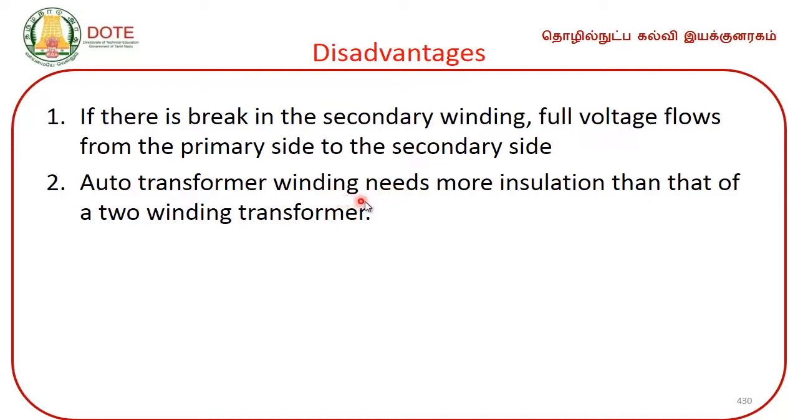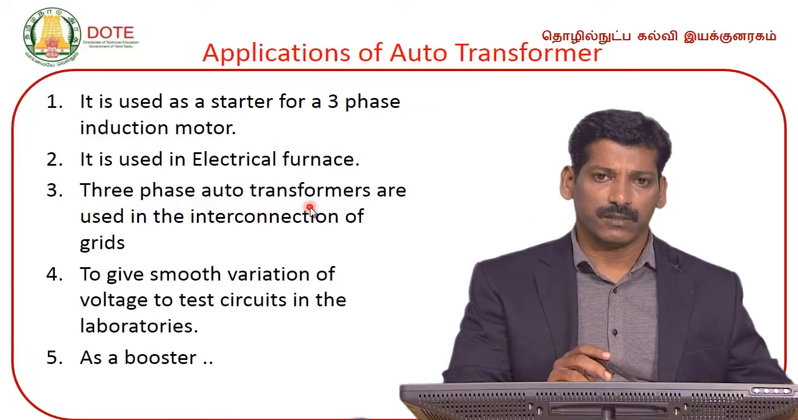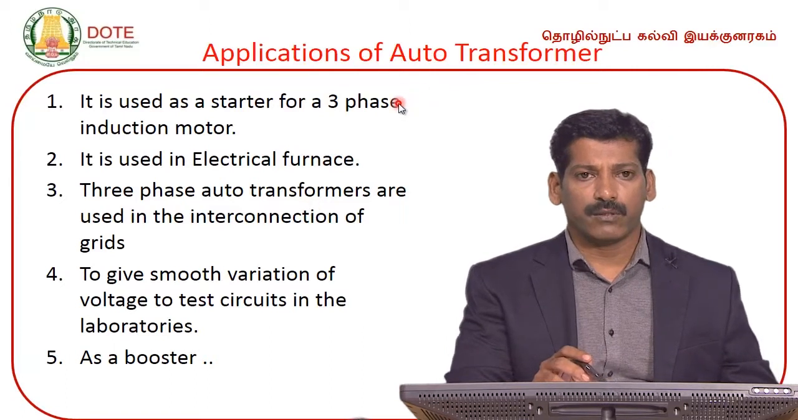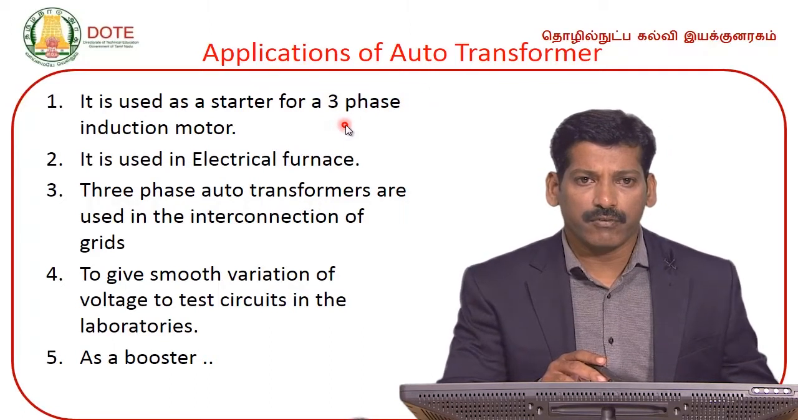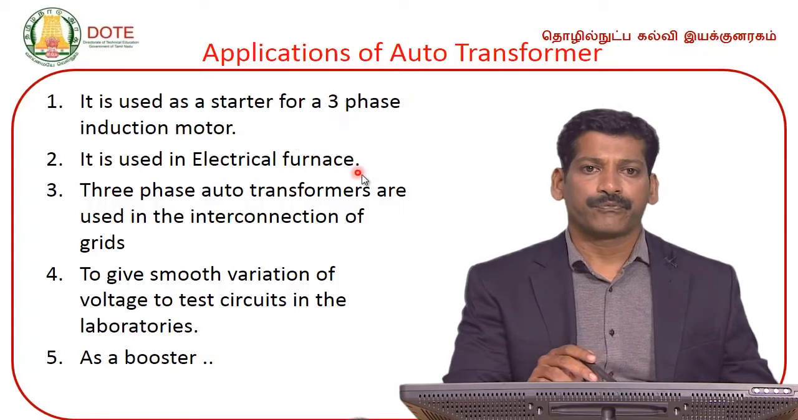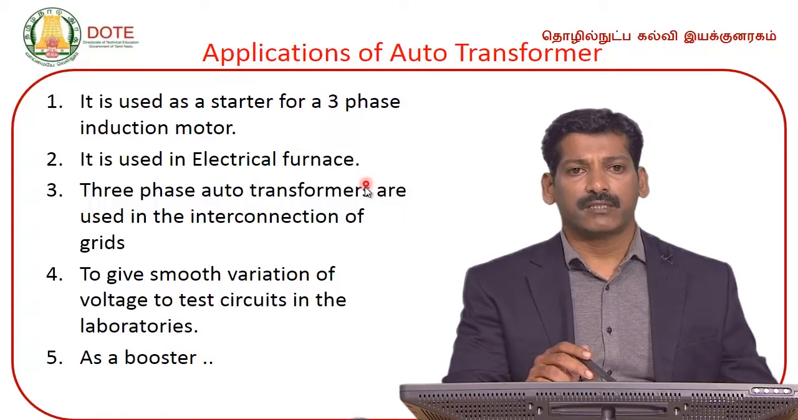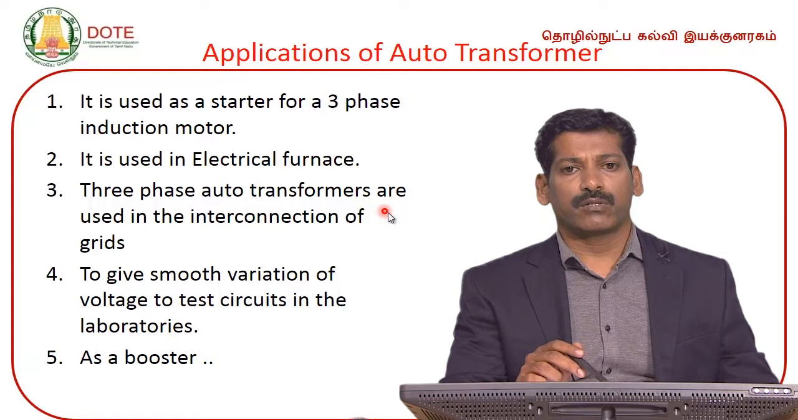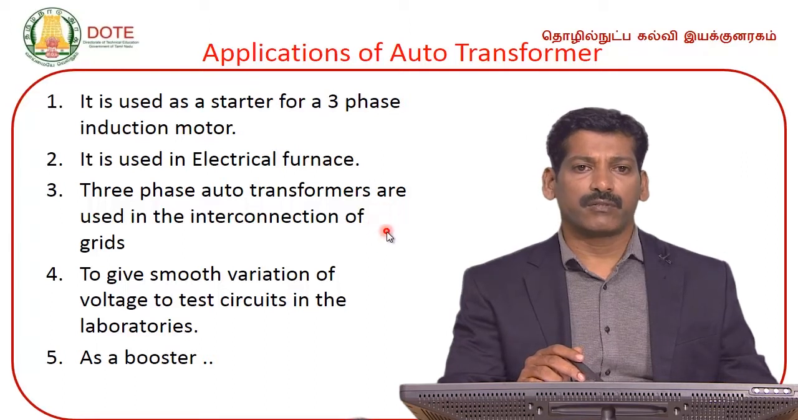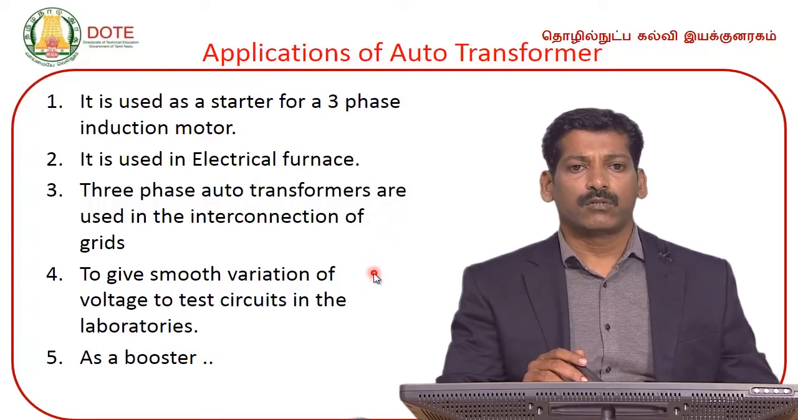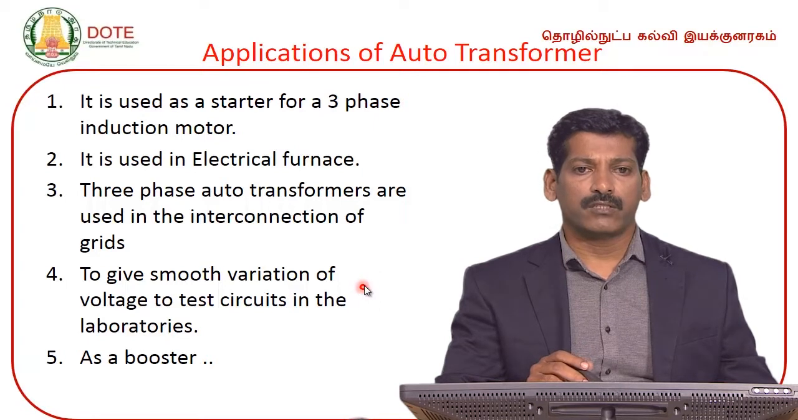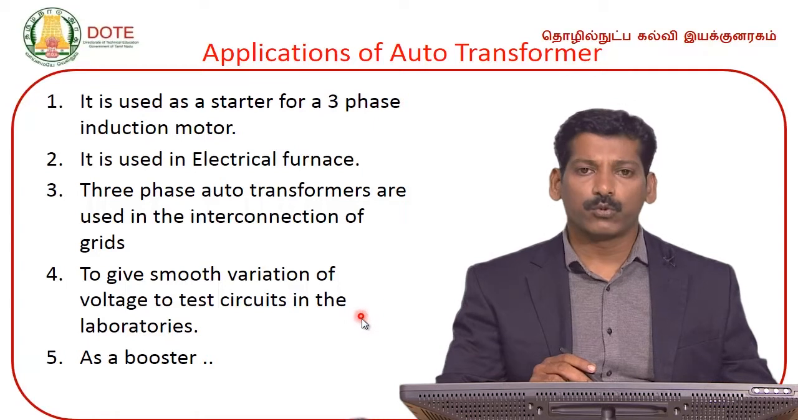Number 2, auto transformer winding needs more insulation than that of a 2 winding transformer. Applications of auto transformer: Number 1, it is used as a starter for a 3-phase induction motor. Number 2, it is used in electrical furnaces. Number 3, 3-phase auto transformers are used in the interconnection of grids. Number 4, to give smooth variation of voltage to test circuits in the laboratories and acts as a booster.